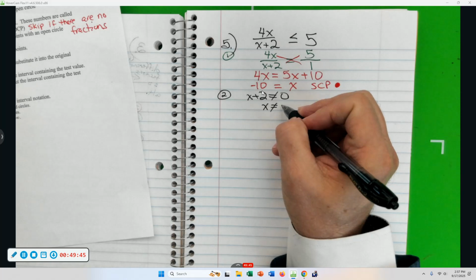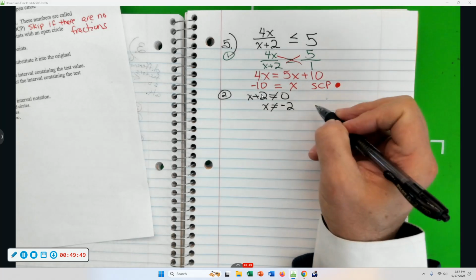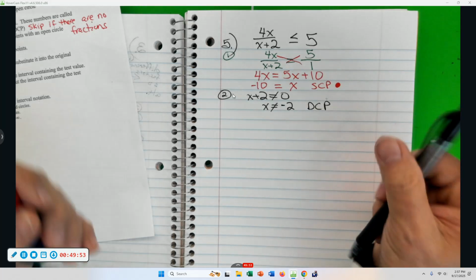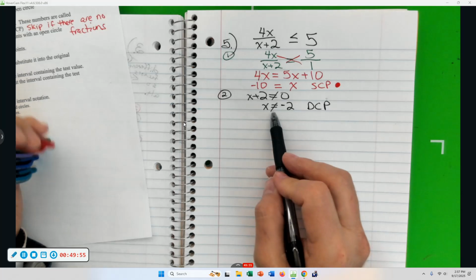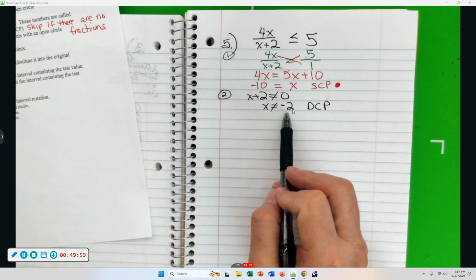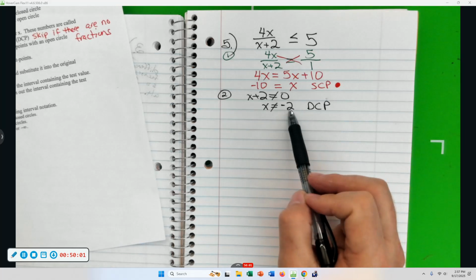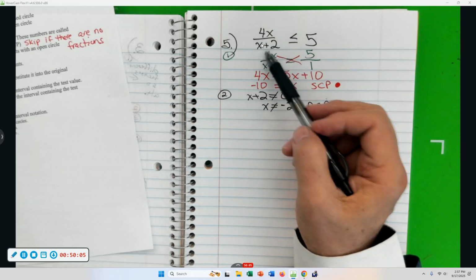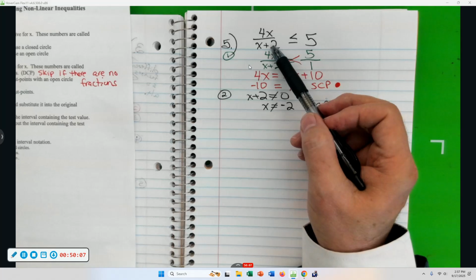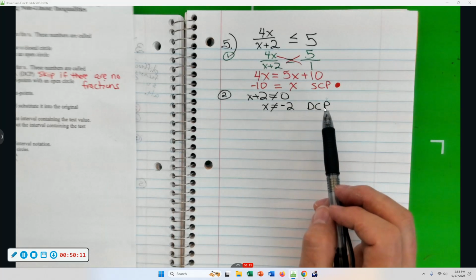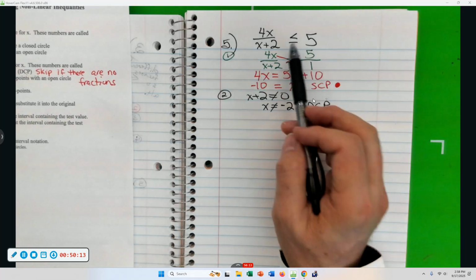Positive or negative? Negative 2. This is my denominator cut point. And notice the way it says not equal to. You never want x to equal the denominator cut point, because if you tried to plug in a -2, you get -8 over 0. Remember, a number over 0 is undefined. You don't want that. So the point of this is, for denominator cut points, you don't look back up here.